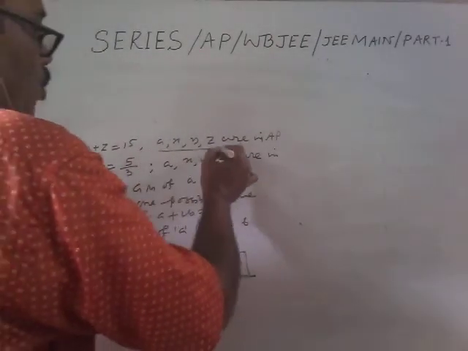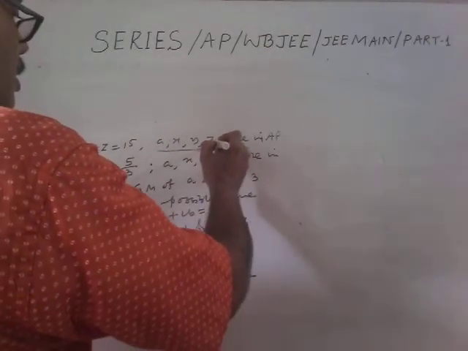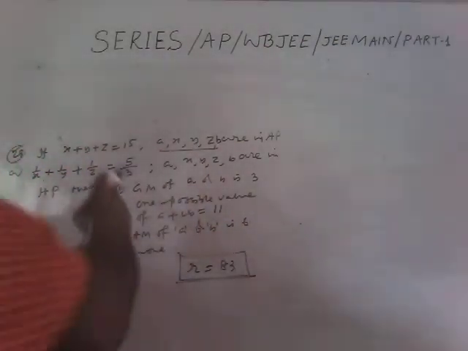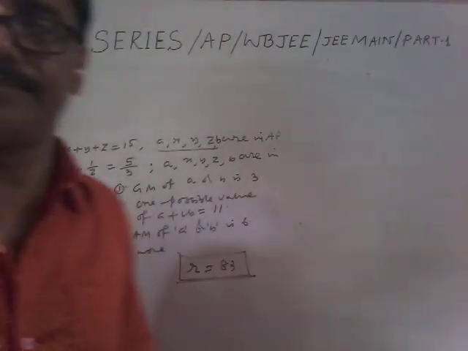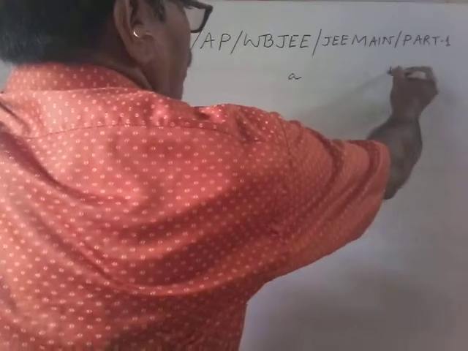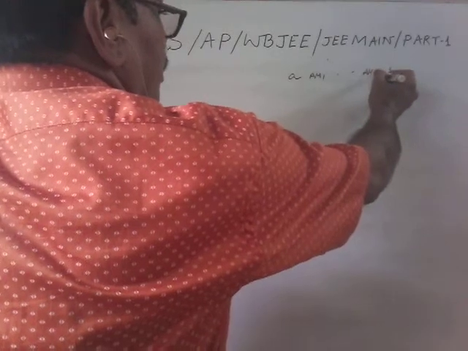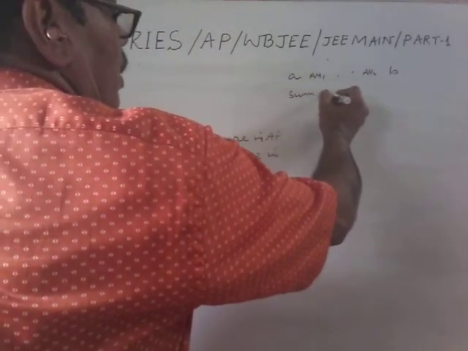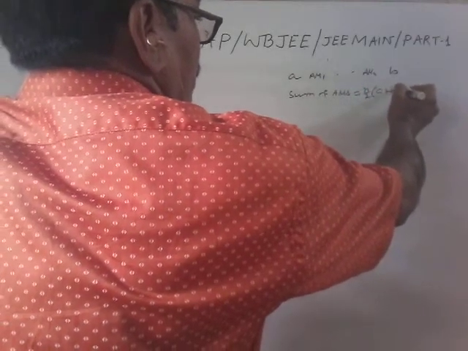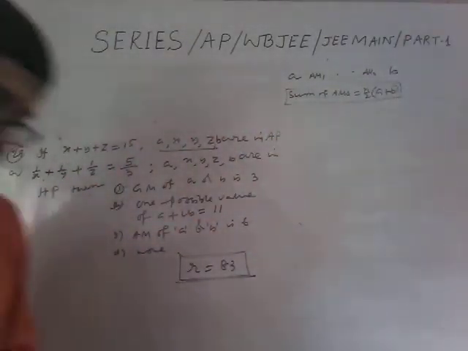So a, x, y, z, b are in AP and x + y + z equals 15. So we know a theorem: if there are two numbers and n arithmetic means are inserted, then the sum of the AMs equals n/2 (a + b). We use this result in the problem.